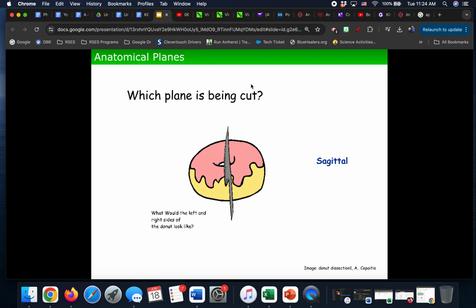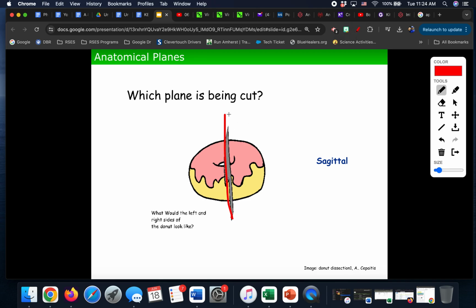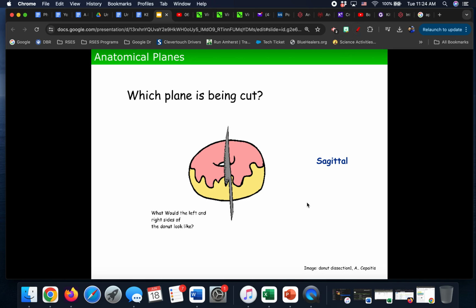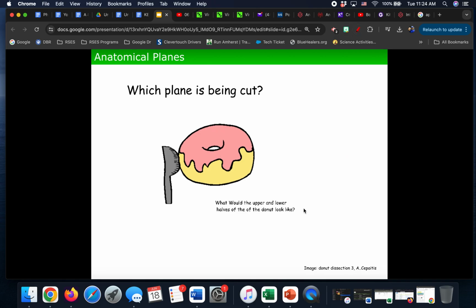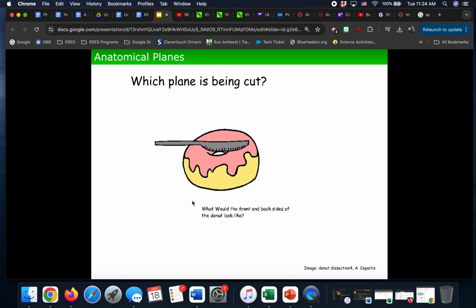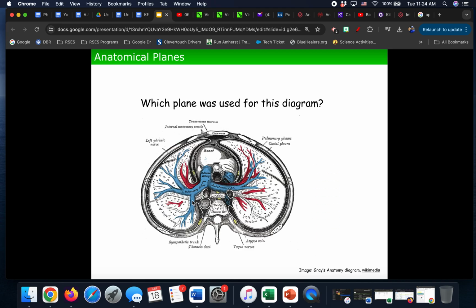Remember, sagittal is left and right. Mid-sagittal is what this specifically is, but we said don't worry about that, sagittal. This one is top and bottom, and we said a top and bottom cut is transverse. This one would cut it into a front and back, and we said front and back would be frontal, the easiest of those three.